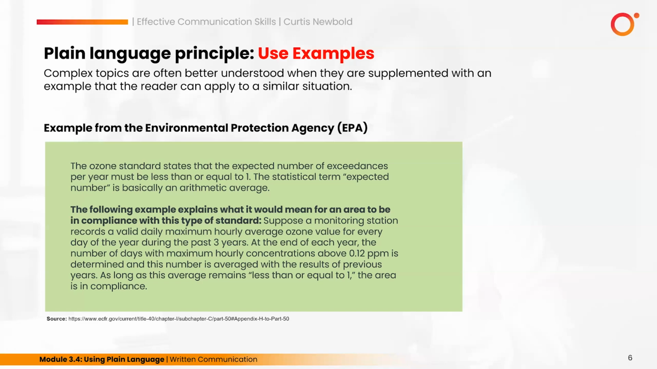So you can see how the EPA follows this up with saying this. The following example explains what it would mean for an area to be in compliance with this type of standard. Suppose a monitoring station records a valid daily maximum hourly average ozone value for every day of the year during the past 3 years. At the end of each year, the number of days with maximum hourly concentrations above 0.12 ppm is determined, and this number is averaged with the results of previous years. As long as this average remains less than or equal to 1, the area is in compliance.